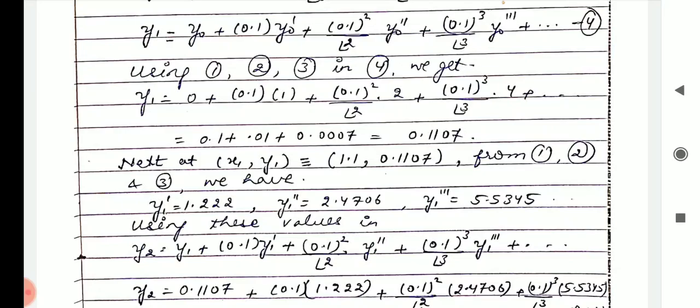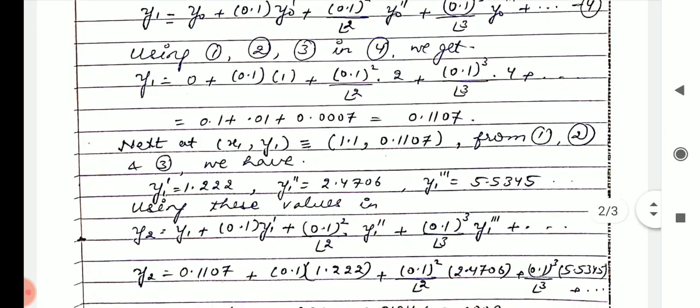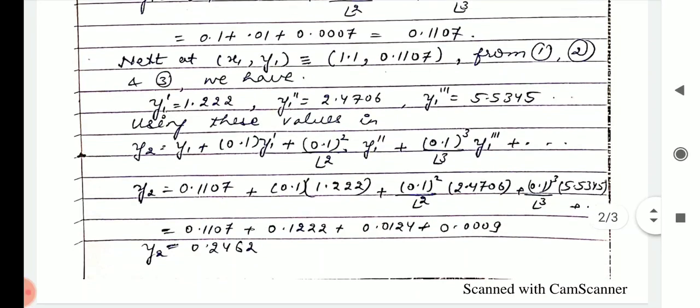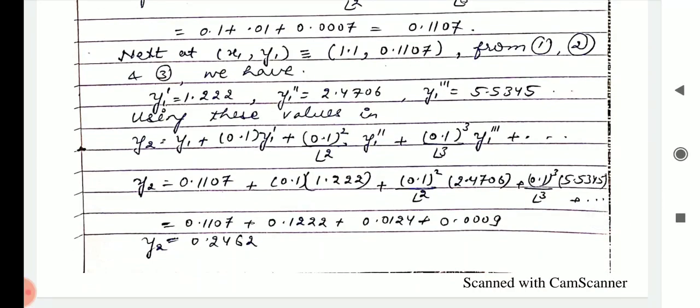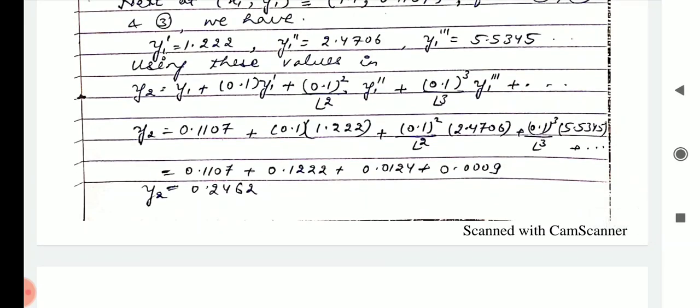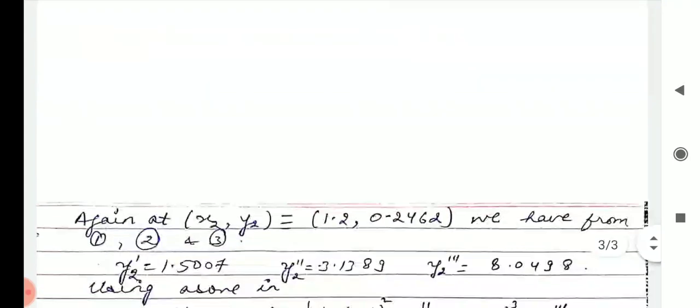Again at the point x1 comma y1, x1 is 1.1 and we have calculated the value of y1 as 0.1107. From (1), (2) and (3) we have now calculated the values of y dash, y double dash and y triple dash at x1 comma y1. So the value of y1 dash is 1.222, y1 double dash is 2.4706, y1 triple dash is 5.5345. Using these values in the formula and substituting h is equal to 0.1, we get the value of y2 as 0.2462.